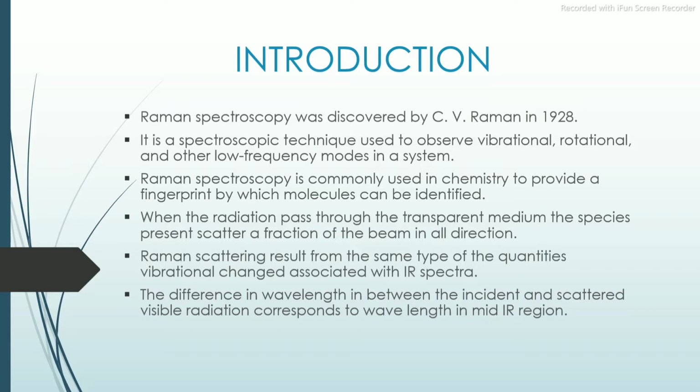When the radiation passes through the transparent medium, the species present scatter a fraction of the beam in all directions. Raman scattering results from some type of quantized vibrational change associated with IR spectra. The difference in the wavelength between the incident and scattered visible radiation corresponds to wavelength in the mid-IR region.